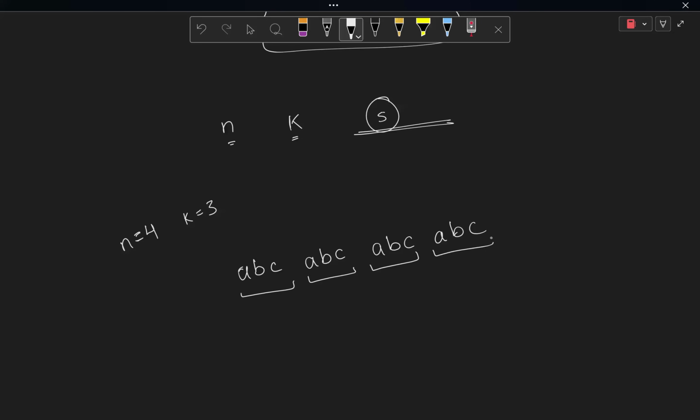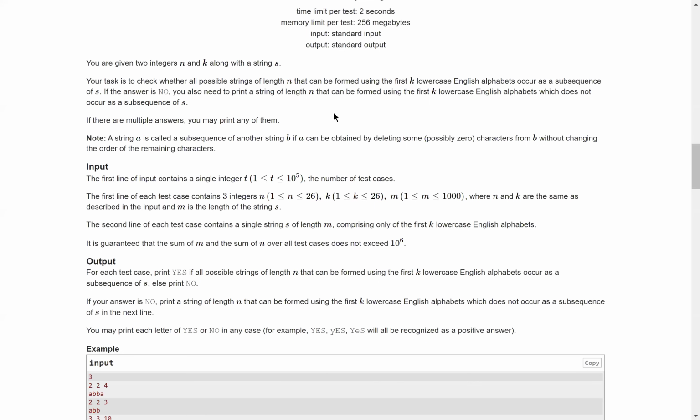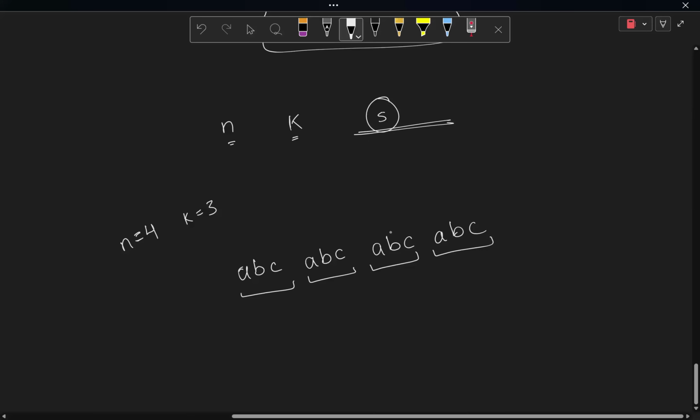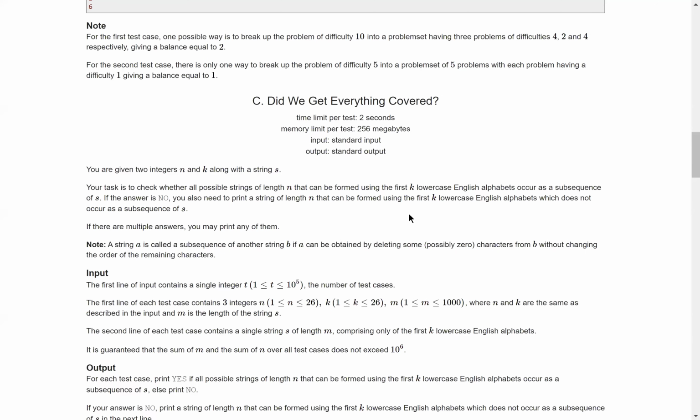Yep. Now what we have to do is we would be given some string and we will have to find out whether there exists any string which cannot come up as a subsequence of the given string or not. We have to find this thing, and in case there is, then the answer is no, otherwise the answer is yes.